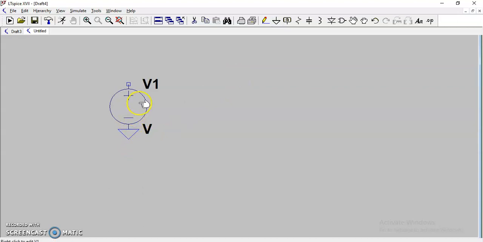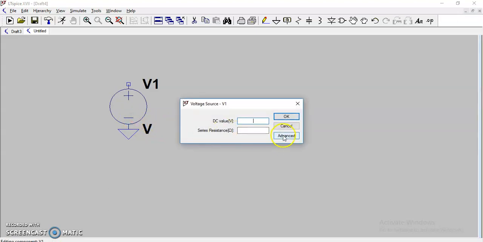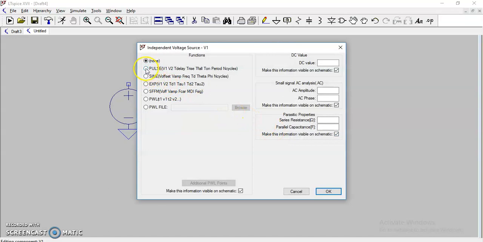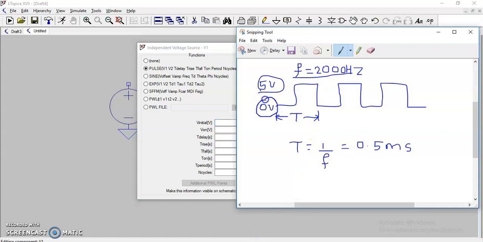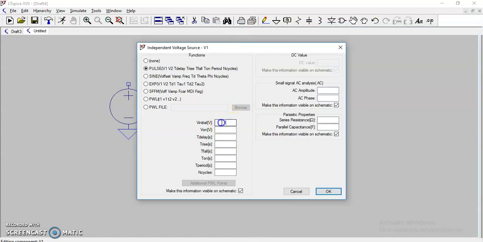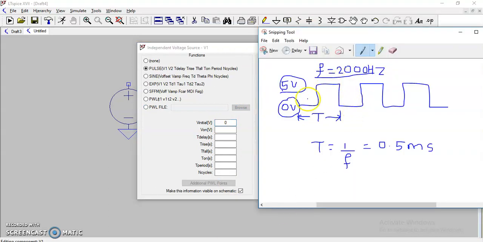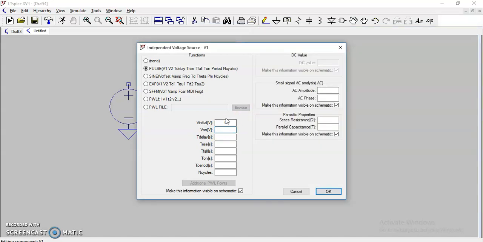This particular voltage source is named as V1, where V is the value of the voltage. Right click on this and click on the advanced. Here you take a pulse. Okay, so it will ask for the initial voltage. Initial voltage here is 0 volt. So you just write down here 0 volt. And on voltage is nothing but the maximum voltage, that is 5 volt. So write here 5 volt.